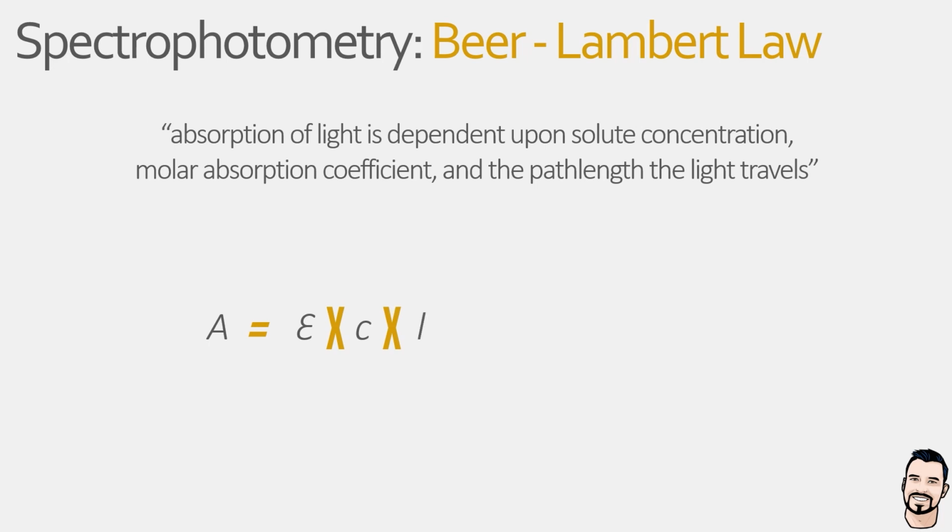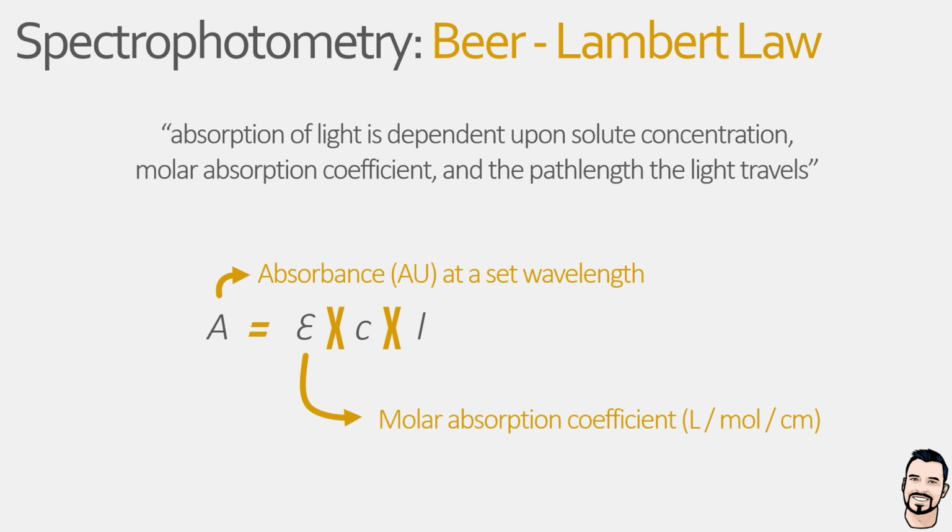So the absorbance of a solution is equal to epsilon multiplied by C multiplied by L, whereby A is the absorbance at a set wavelength of light, which is unitless and given arbitrary units. Epsilon is the molar absorption coefficient of that solution, expressed with the units litre per mole per centimetre. C is the solute concentration, expressed as moles per litre, or as it is more commonly known, molarity. And finally, L is the path length through which the light travels, and this is given the units in centimetres.